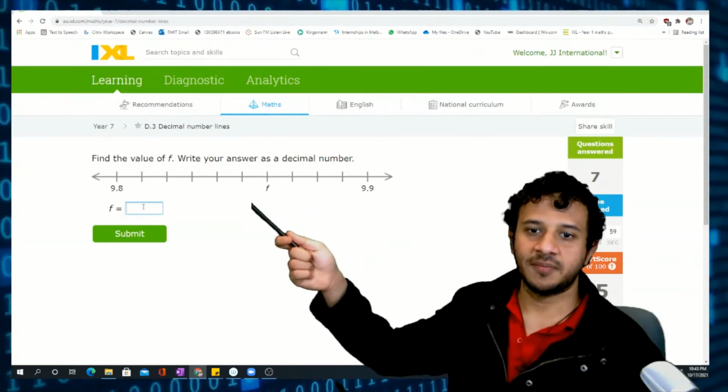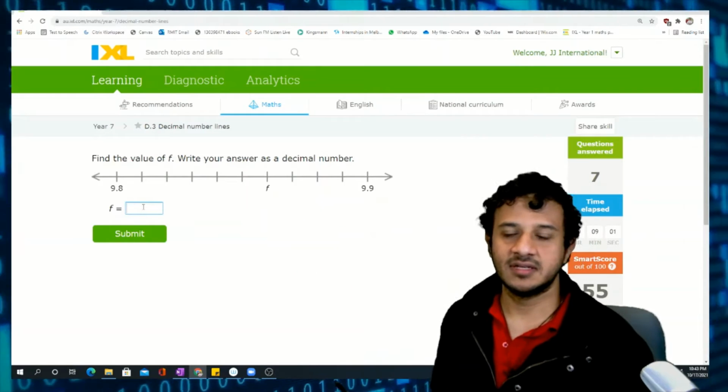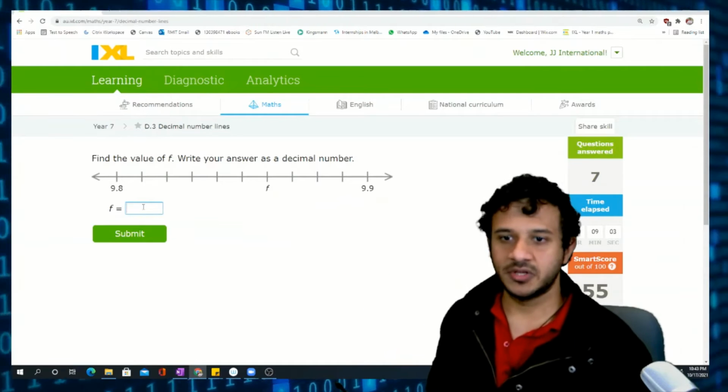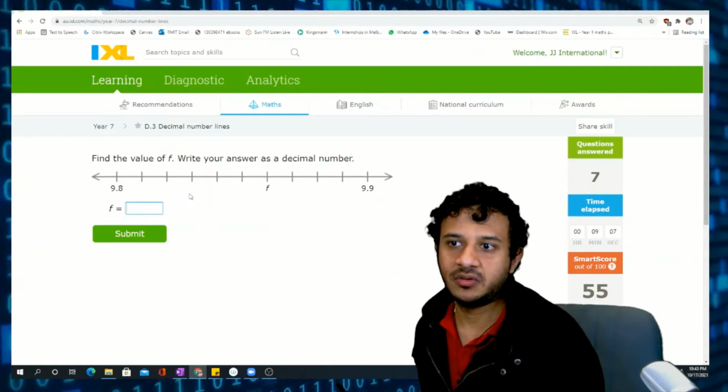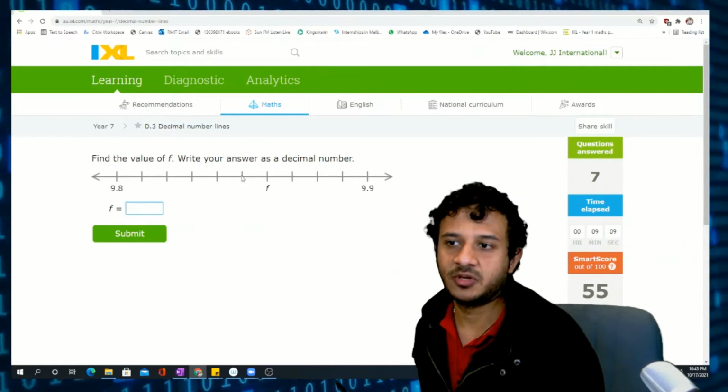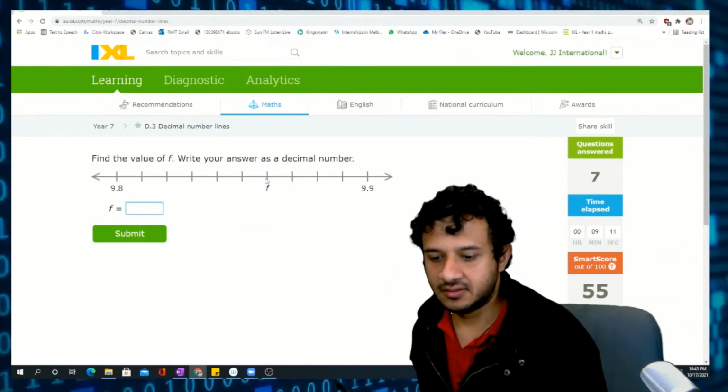Again here, from there to here, it's a difference of 0.1, 10 gaps, 0.01 is the difference, the increment. 9.81, 9.82, 9.83, 9.84, 9.85, 9.86.